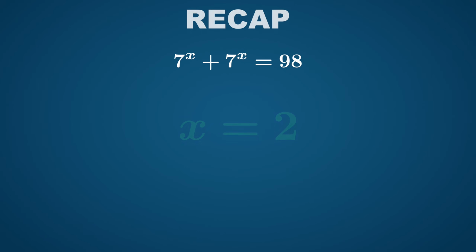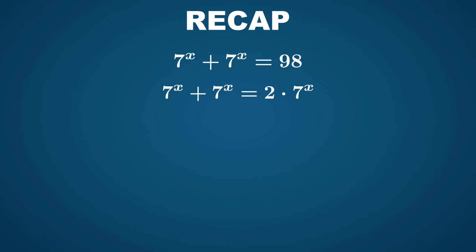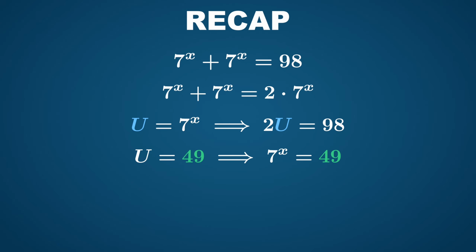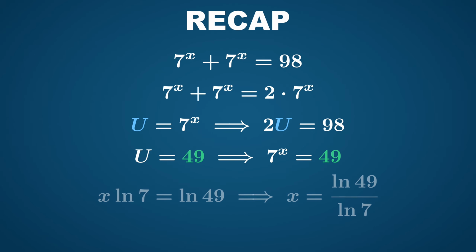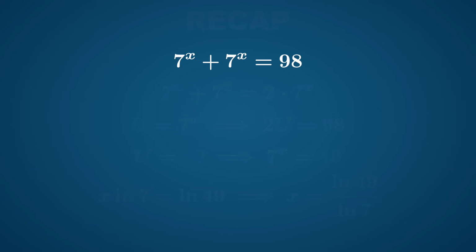To recap, we first saw that the left side was a doubled expression. We named that expression u, and the equation became 2 times u equals 98. Solving gave u equals 49, and returning to x gave 7 to the x equals 49. Logarithms brought the exponent down, and the logs then cancelled. That produced x equals 2, and the check confirmed it exactly.